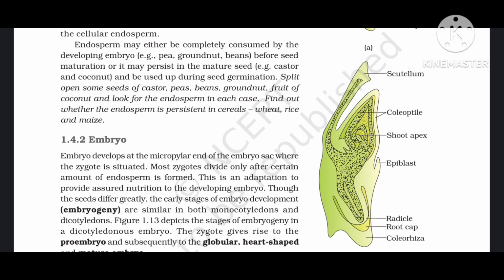1.4.2 Embryo. Embryo develops at the micropylar end of the embryo sac where the zygote is situated. Most zygotes divide only after a certain amount of endosperm is formed. This is an adaptation to provide assured nutrition to the developing embryo. Though the seeds differ greatly, the early stages of embryo development, embryogeny, are similar in both monocotyledons and dicotyledons.